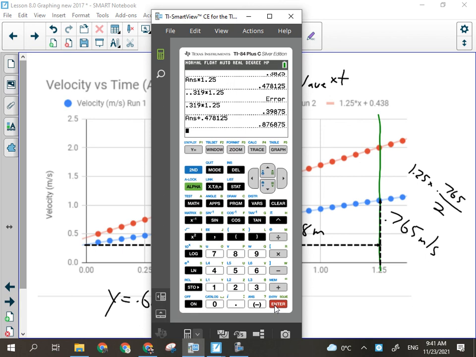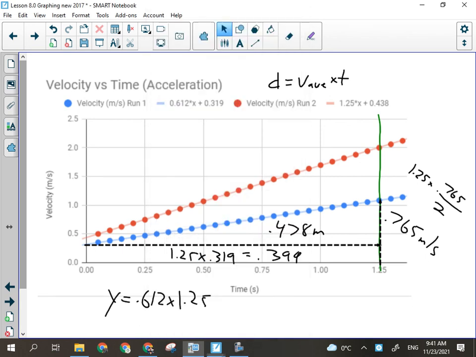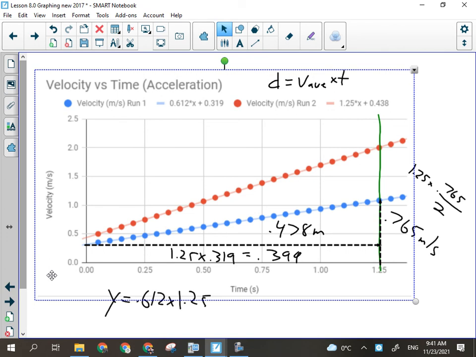All right, do that for the red one. I'll leave all my work up there. Do it for the red one. We had to calculate what y is at 1.25 seconds, and we had to draw in essentially the rectangle and the triangle that we were going to have to calculate the area of.